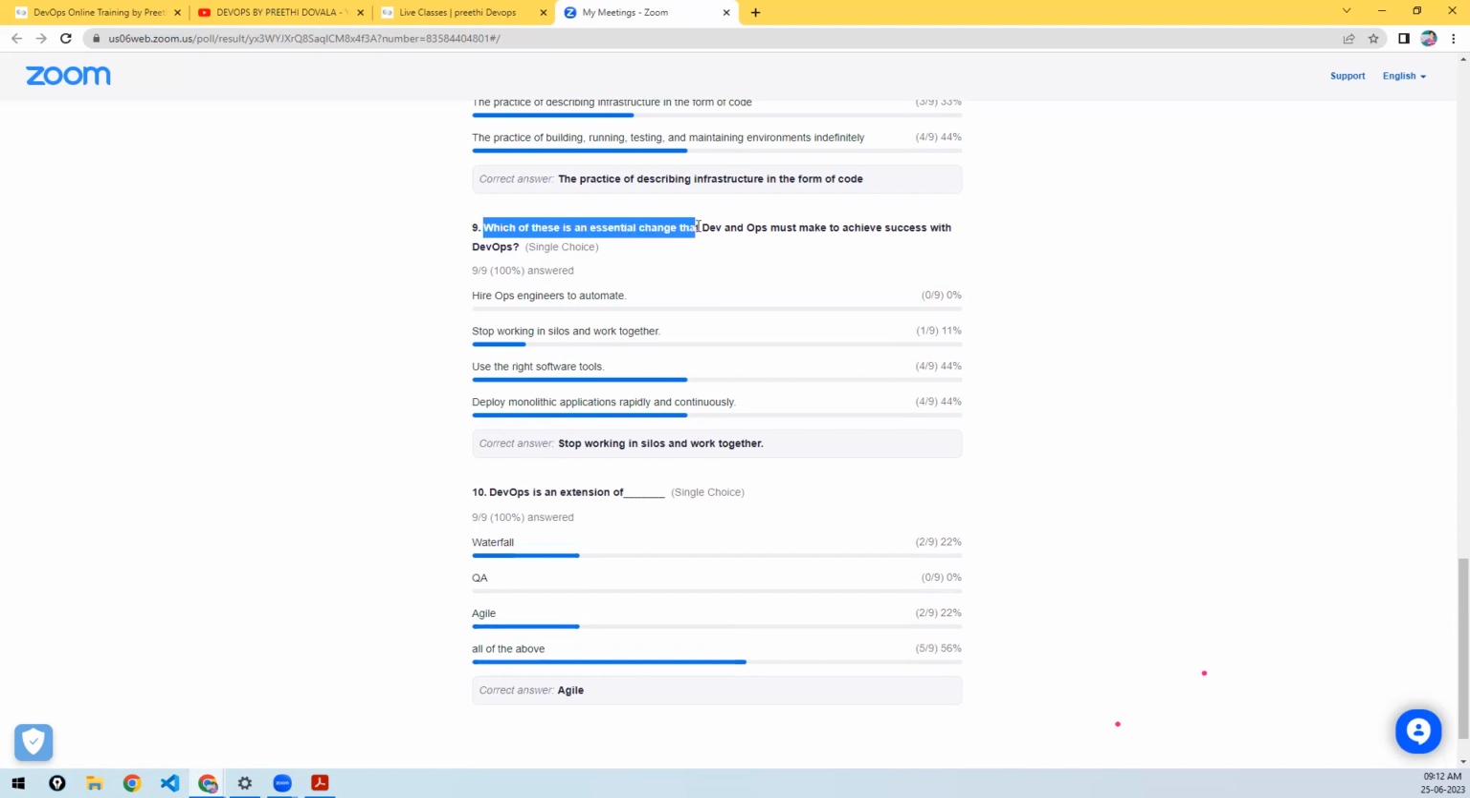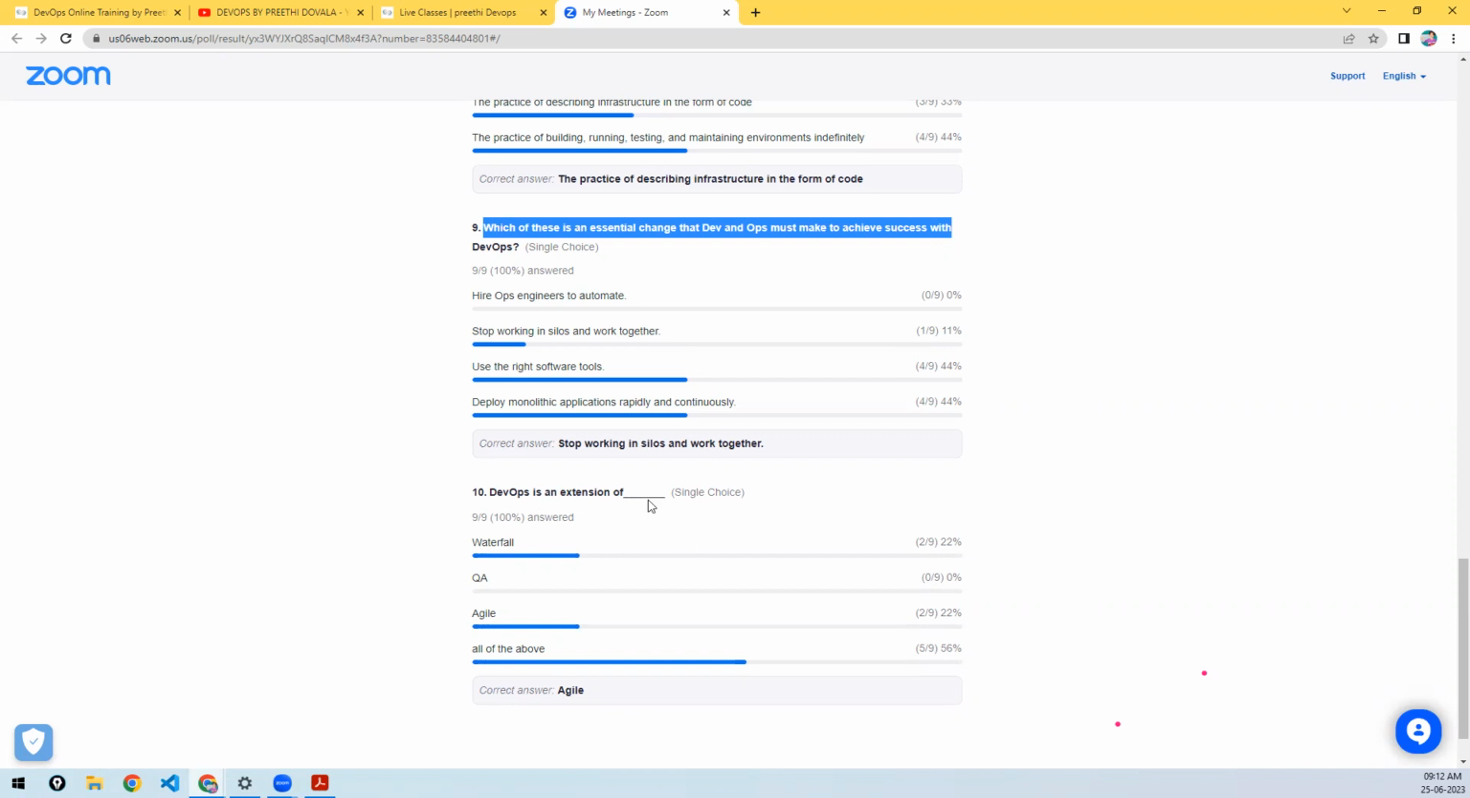Which of these is an essential change that dev and ops must make to achieve success with DevOps? Stop working in silos and work together. When you come to DevOps, because it's a pipeline integrating all these stages, there's a lot of chance you work closely with developers, with testers and other teams. So you don't work as a separate team, you interact and communicate with them more. Communication and interaction are more important for DevOps because it's an integrated pipeline. So stop working in silos and work together.